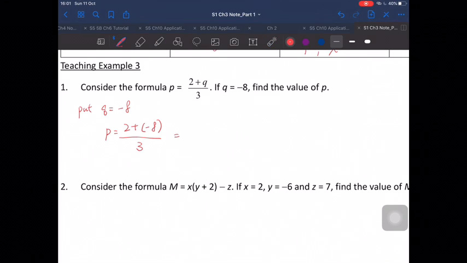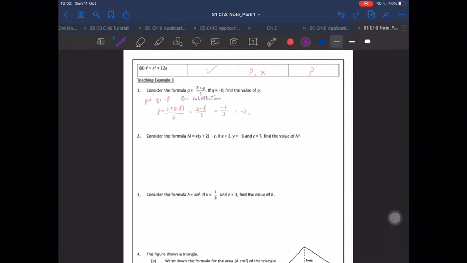Then you have to think the value in your mind. So it will be 2 minus X, 2 minus X over 3. So therefore negative 6 over 3 will be negative 2. So therefore P is equal to negative 2. For this method, we will say this is the substitution. That means we put the value on one of the variables and solve the other variable.